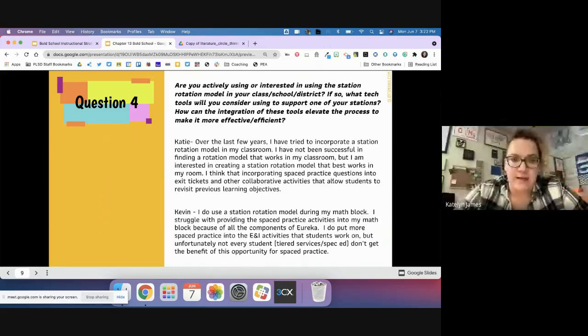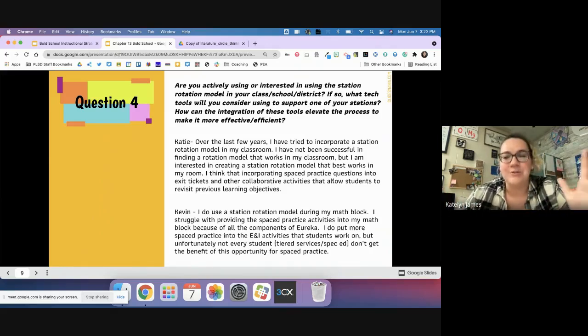This question was asking how actively you use station rotation models and then what kind of tech tools you use in support of your stations. So to be really honest, the last couple of years, I have a love-hate relationship with station rotation. I love parts of it. And then I'm also still trying to figure out the best way for it to work.